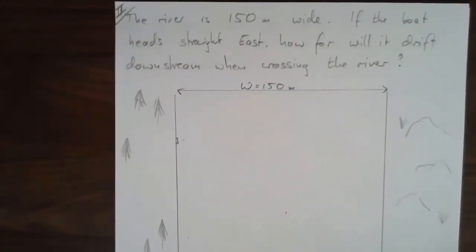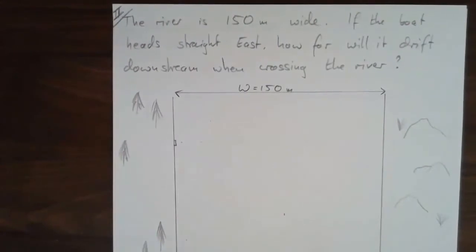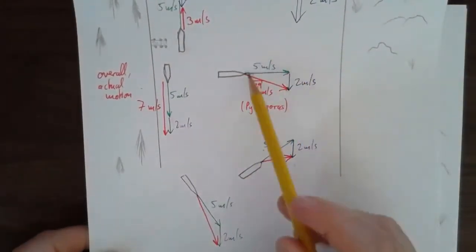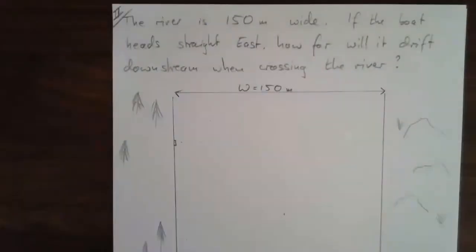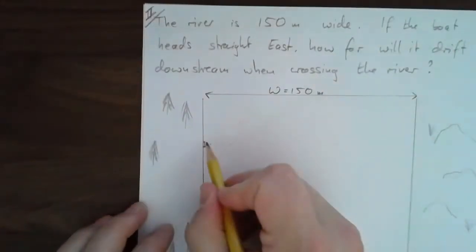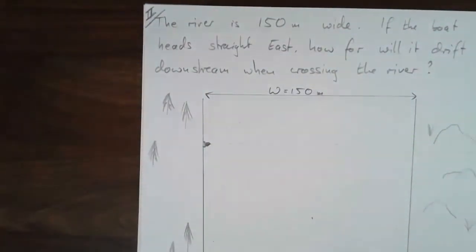So, here's our same example, but now we're told the river is 150 meters wide. The boat's now heading straight east. How far will it drift downstream when crossing the river? So straight east was this case here, where this is at right angles because our river is going straight south. So let's say I'm just going to track a point. The point is the tip of my boat. We're going to start over here.